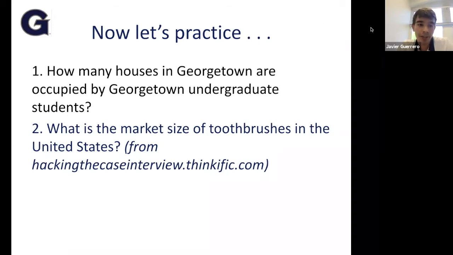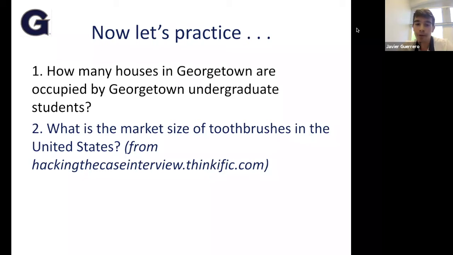So our first case here is how many houses in Georgetown are occupied by Georgetown undergraduate students? The first step of any case interview is to make sure that you actually understand the question. So let's say, for example, that Allie was my interviewer. The first step after being told the prompt by Allie would be to repeat back the prompt with my own understanding of it. So if Allie were to say, Avi, how many houses in Georgetown are occupied by Georgetown undergraduate students? I would say, great.